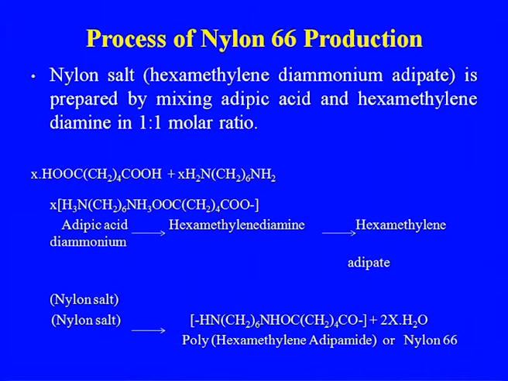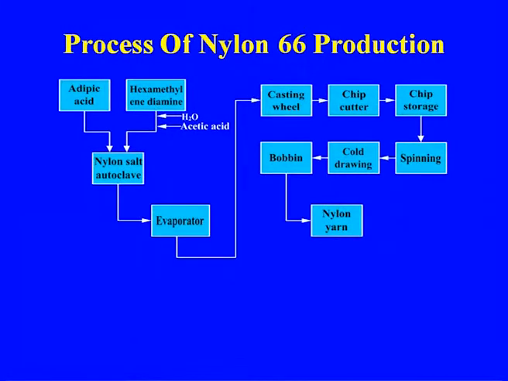This is the reaction that is taking place when we have adipic acid and hexamethylenediamine. By the reaction we get the nylon salt, and after polymerization of this nylon salt we get nylon 66. So, this is the reaction taking place in the production of nylon 66 from hexamethylenediamine and adipic acid. This is the process that we are using. Again here also there is the nylon salt, and then the nylon salt autoclave where the polymerization is taking place.